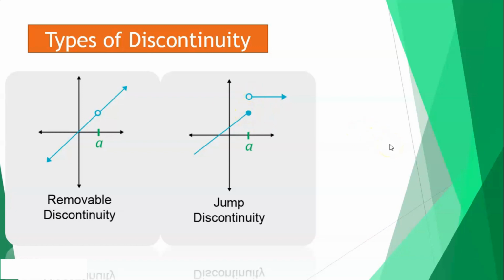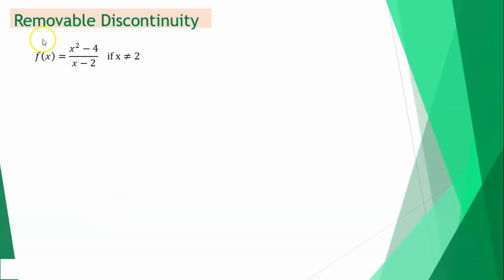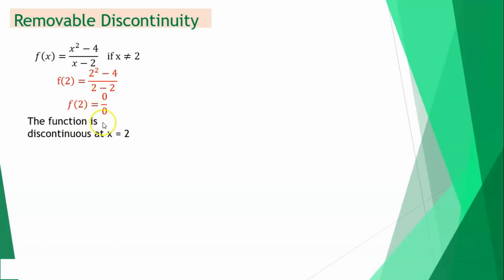Then the third kind of discontinuity of function is infinite discontinuity. So meaning at least one of the limits is infinite or asymptotic. Take note of that. Now this is an example of a removable discontinuity. f of x is equal to x squared minus 4 over x minus 2 if our x is not equal to 2. Now, substituting f of 2 here, that would be 2 squared minus 4 over 2 minus 2. This will become indeterminate. So with this, the function is discontinuous at x is equal to 2.